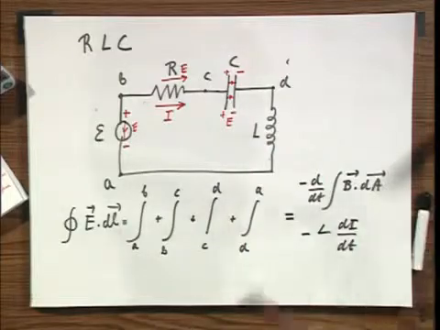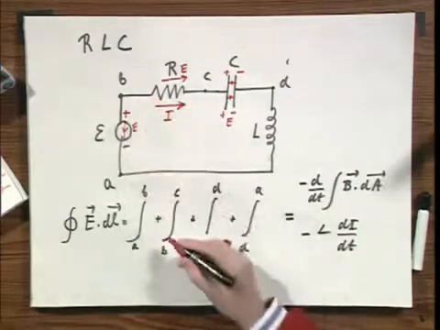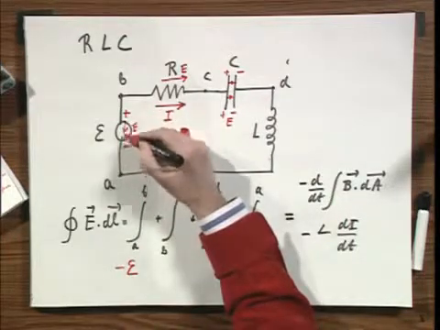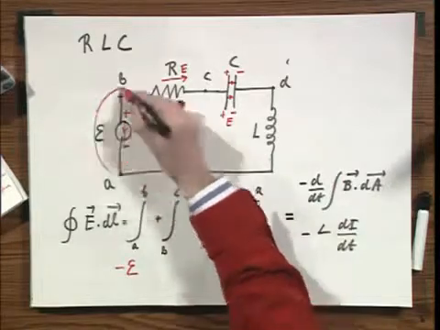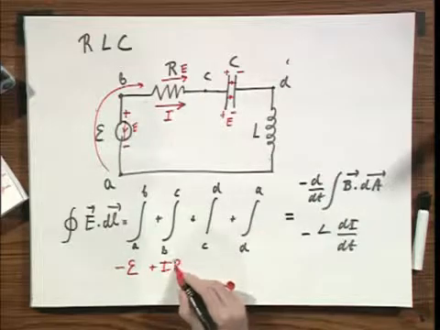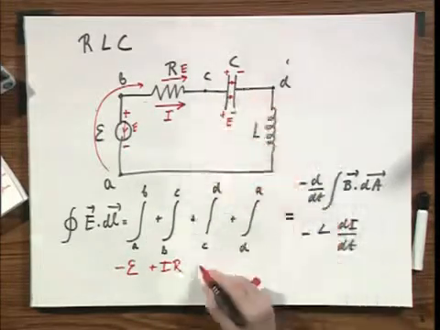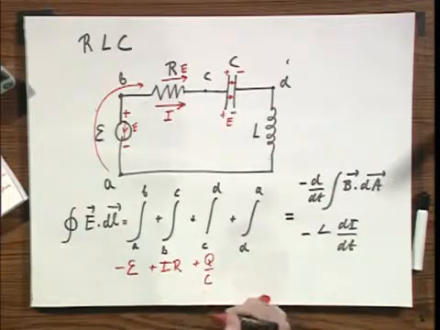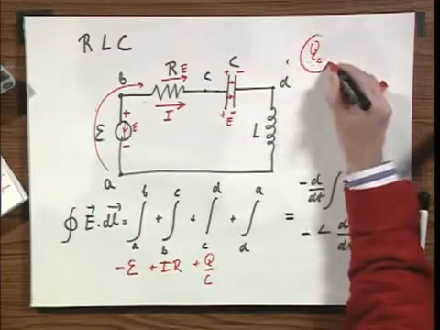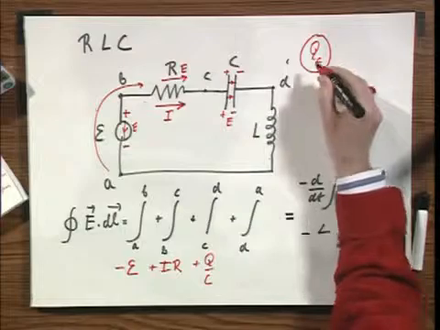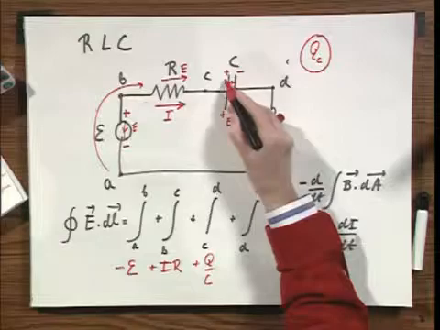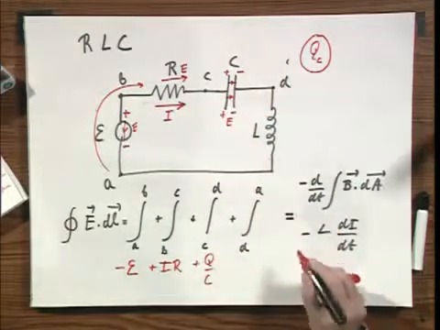Now, what is the integral in going through the battery? That is minus E. Notice I go against the electric field if I go around like this. Here I go with the electric field, so this is plus IR. Here I go plus the electric field, so it is plus Q divided by C. And remember that Q is always the charge on the capacitor. Nothing else makes sense. Whenever I use Q, it's always the charge of the capacitor. And of course, there is an equal amount of positive charge here as there is negative charge here.